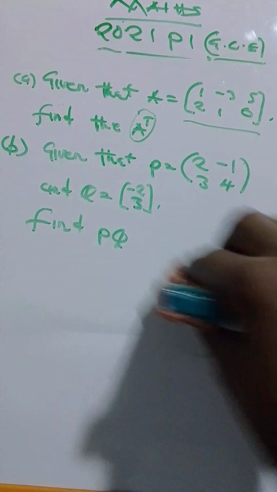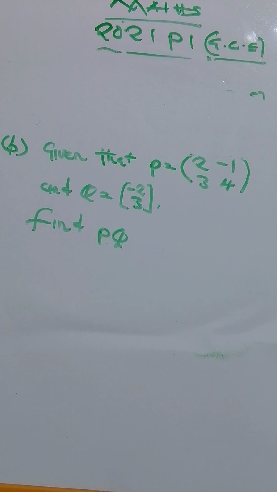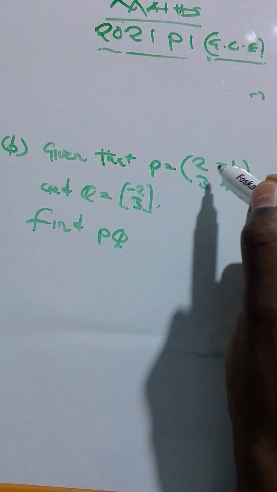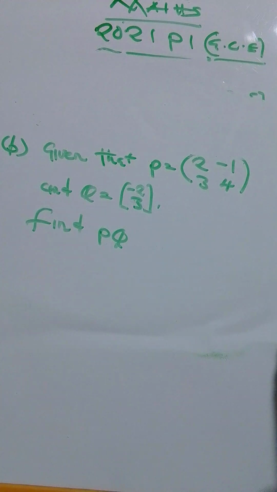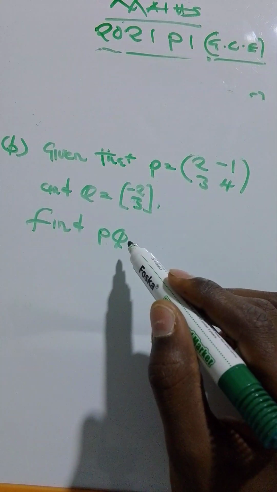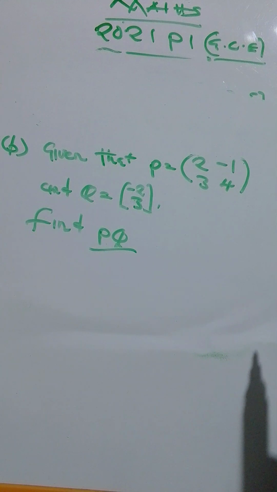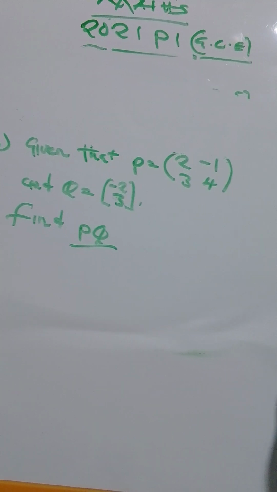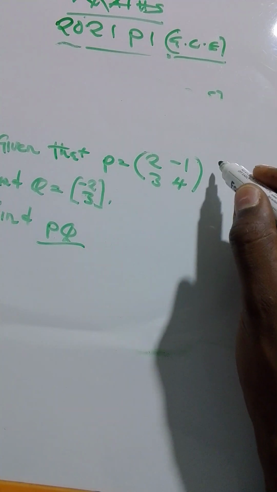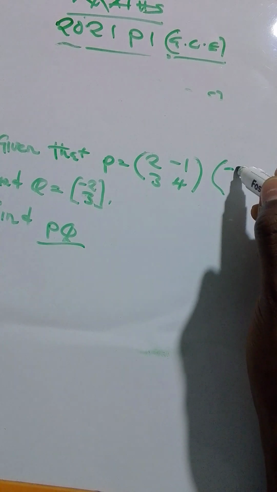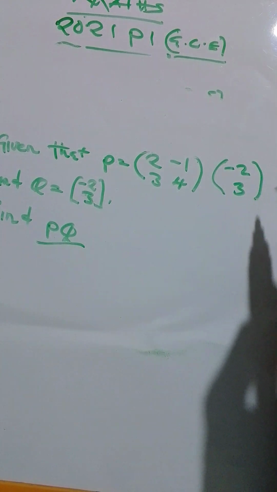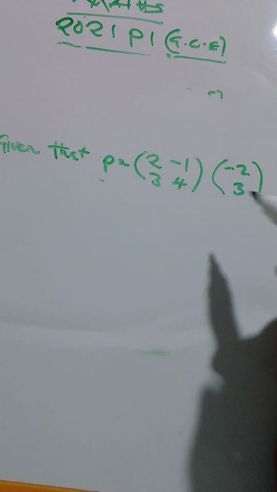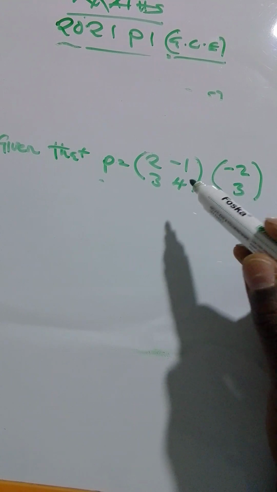The next, we are saying, given that P is equal to this and Q is equal to this, find PQ. Find PQ means that we need to multiply. So if I have here -2 and 3, so for me to find PQ, what I'm going to do now is I'm going to multiply row by column. So this is my row, this is my column.